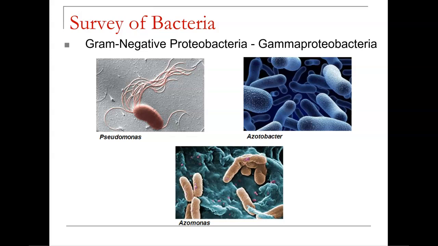Next, you're going to have your Azotobacter and Azomonas. These are soil-dwelling, non-pathogenic nitrogen fixers, and they're not associated with plant roots, though. So these are the type that don't really help with plants, so they don't help with agriculture.